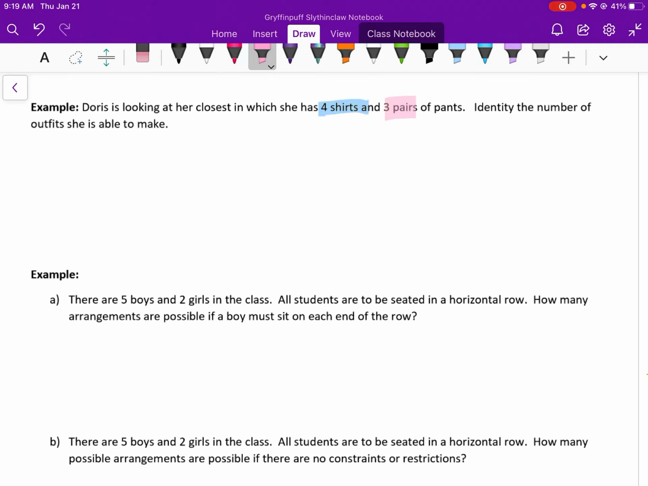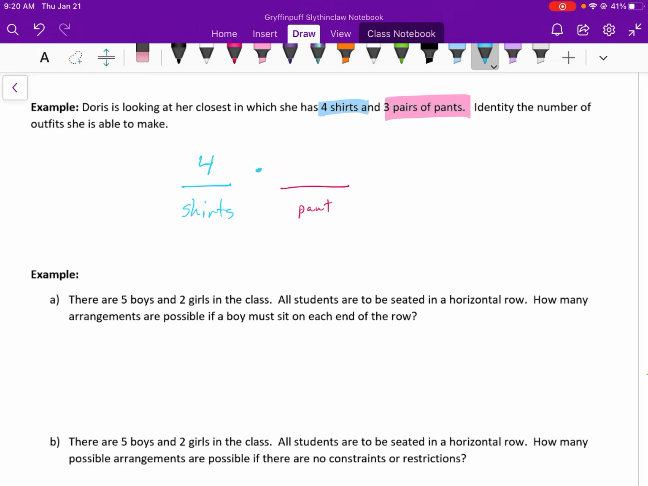Dora is looking at her closet, in which she has 4 shirts and 3 pairs of pants. Identify the number of outfits she is able to make. So here, I guess there's 2 decisions I have to make. One of them has to be which shirts I'm going to wear. And the second is which pair of pants I'm going to choose.